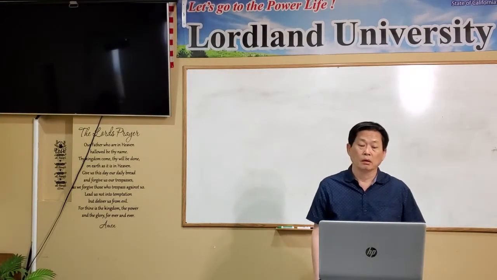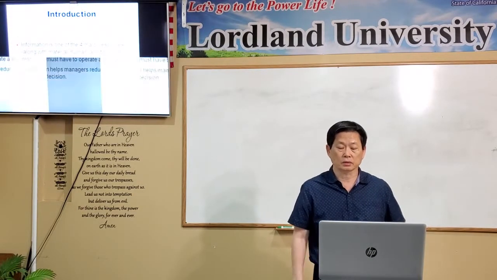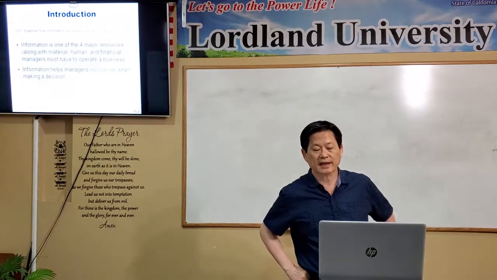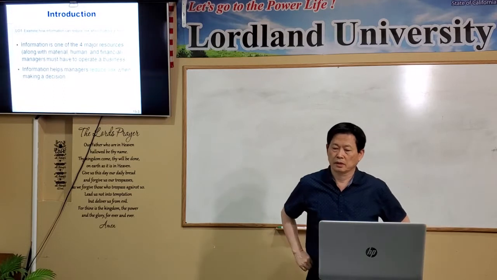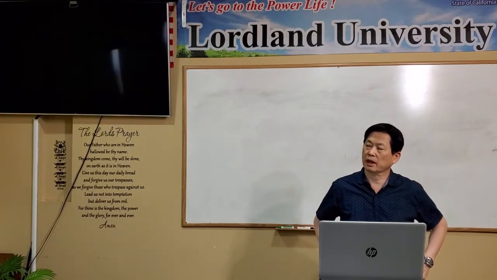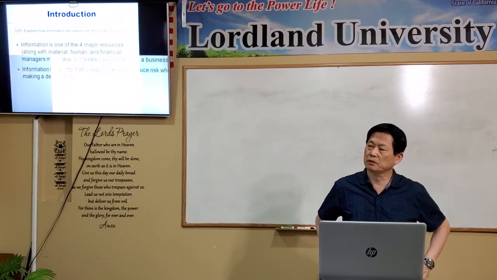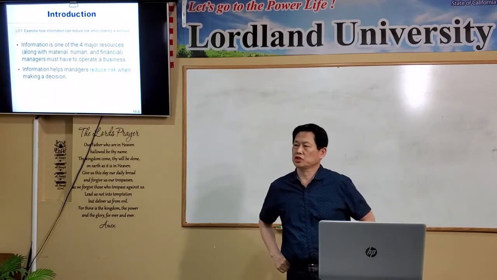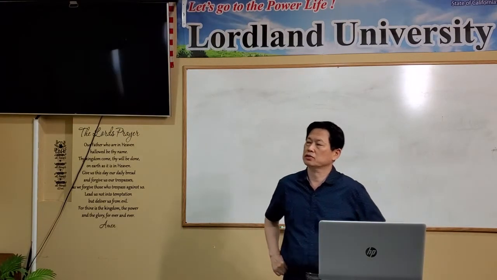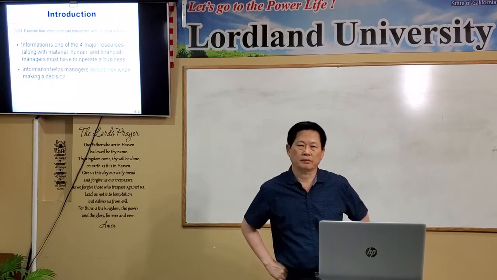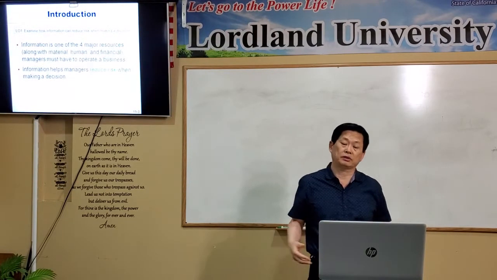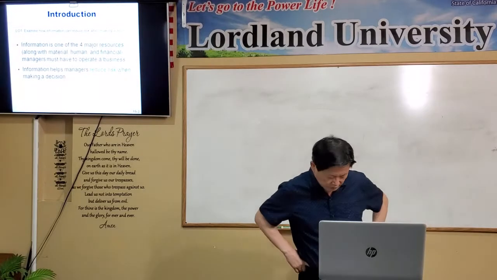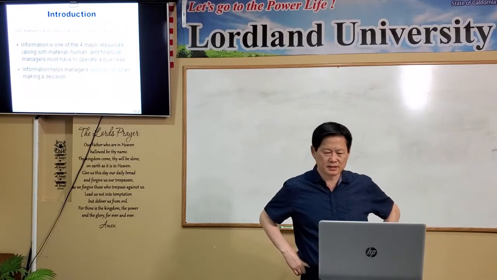Introductions. Topic 1, learning objective 1: we will examine how information can reduce the risk when making a decision. Every individual person and every organization must manage risk because we live surrounded by risk. Okay? Therefore, information can reduce this risk.